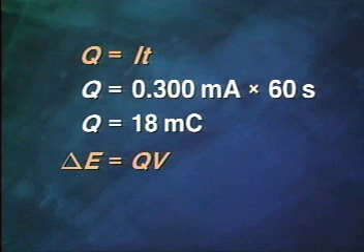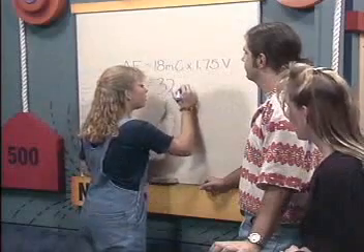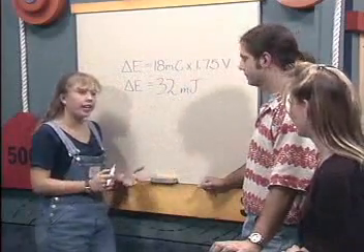And change in energy is charge times the voltage. So that's 18 millicoulombs times 1.75 volts. No wonder the light bulb wouldn't light. Yeah, it's only 32 millijoules. Only a fraction of the energy that was converted in the bulb earlier. Right.